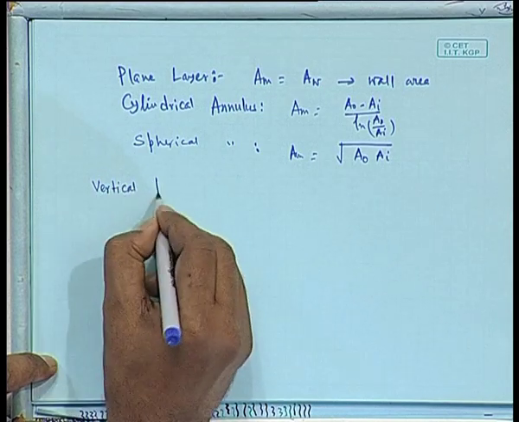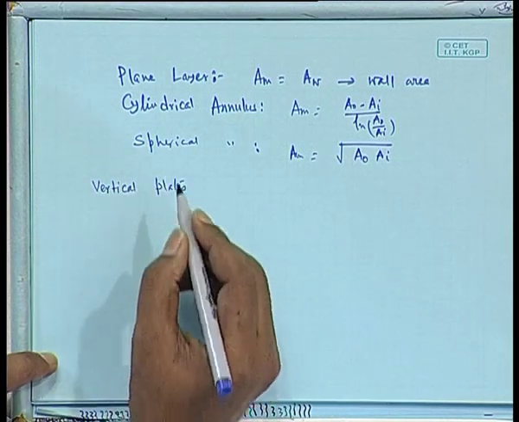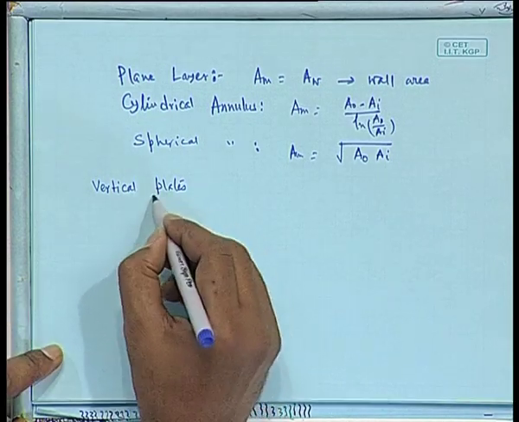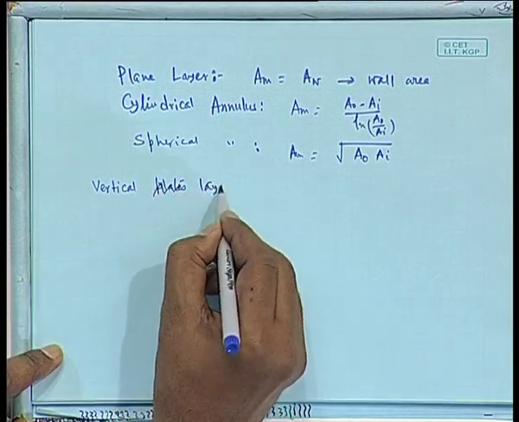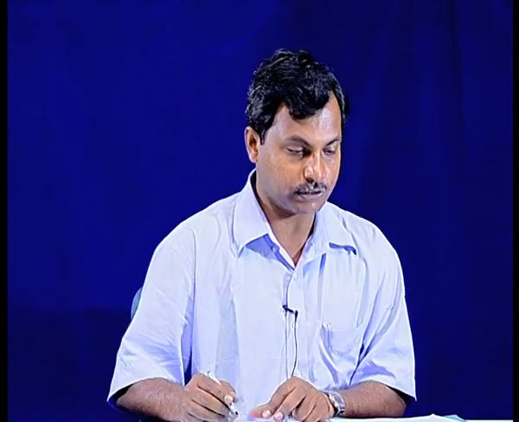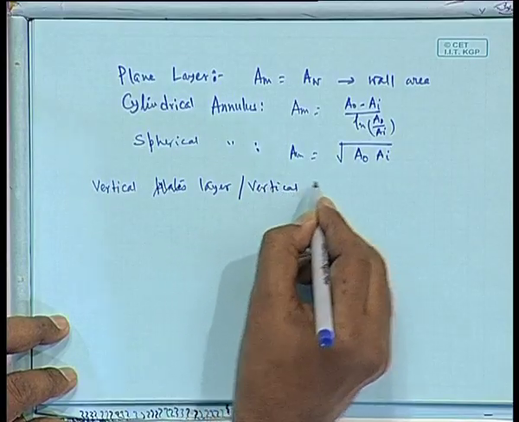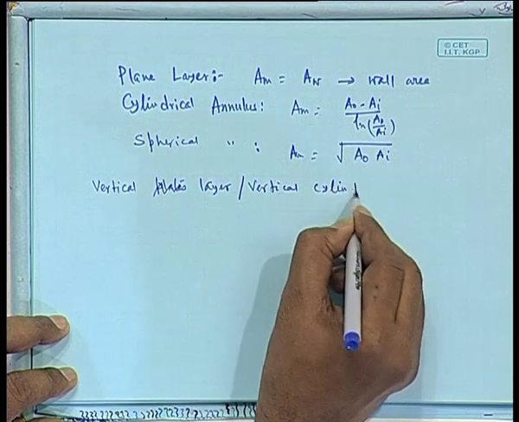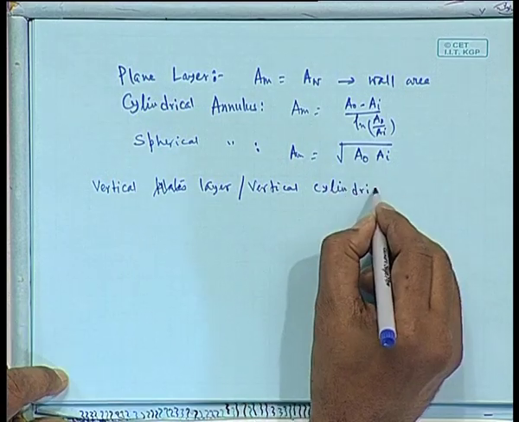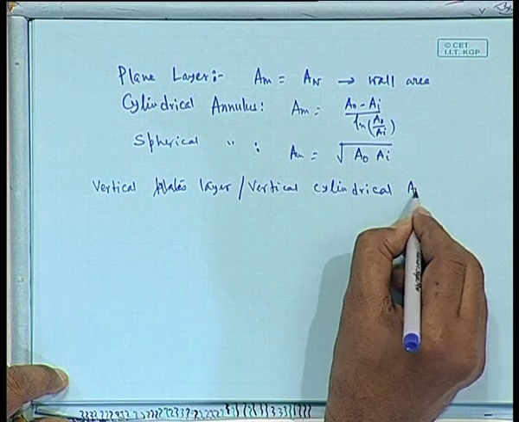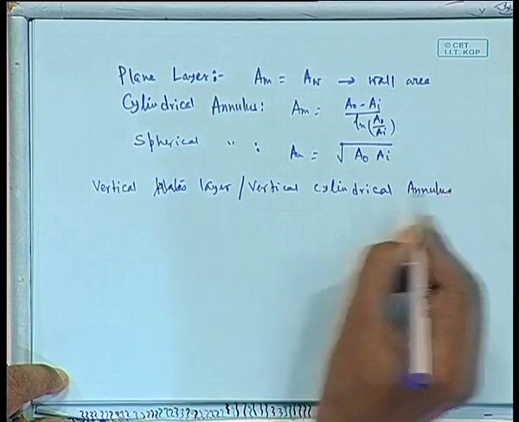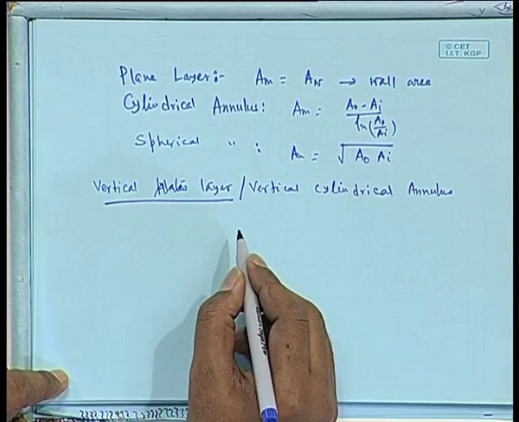Now, for vertical plates, it is not a plate, they are called layers. Basically, you have a box vertically placed within which you would like to calculate the heat transfer coefficient. Vertical layer and vertical cylindrical annulus, that is the enclosed space we are talking about. Either it is an annulus or it is a space between the two plates.